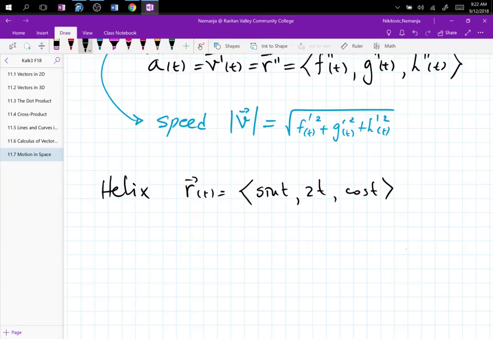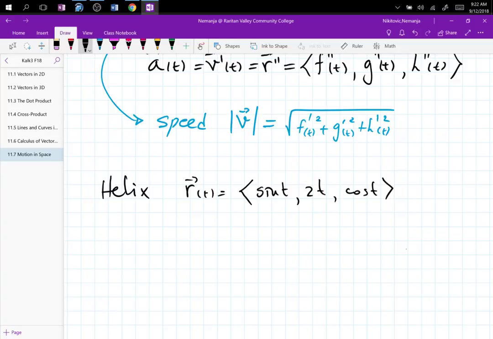I will ask you to think a little bit about it and tell me which way the graph goes, because you are supposed to know this. And then let's calculate the velocity vector, acceleration vector, and let's calculate the speed. And then we can calculate those at 2 seconds or 3 seconds or you know.